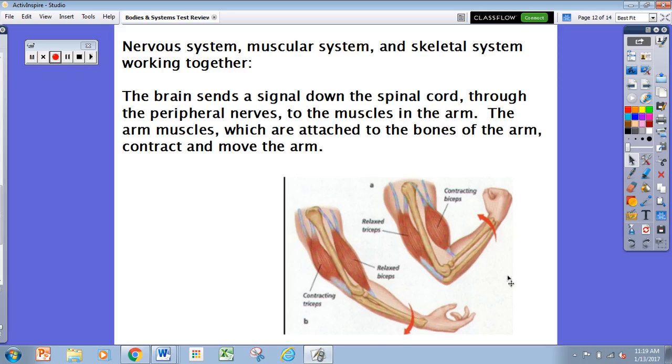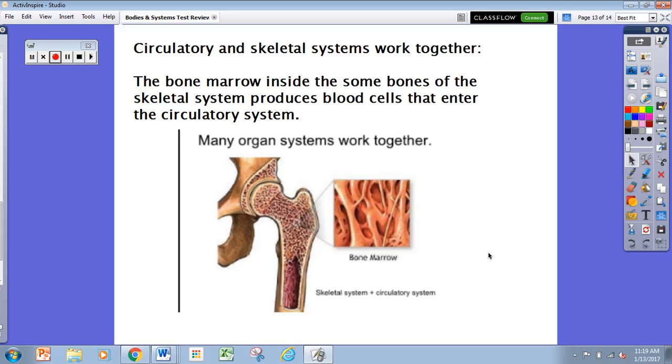Okay? And the last example of interaction is the circulatory and the skeletal system works together. So the bone marrow that's inside many of your bones is responsible for making blood cells that your body needs. So once the blood cells are produced, they enter the circulatory system and move around your body.